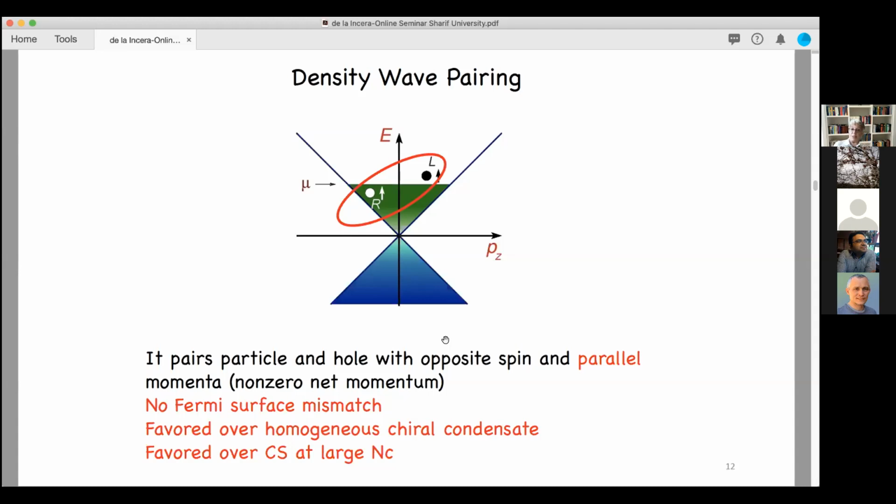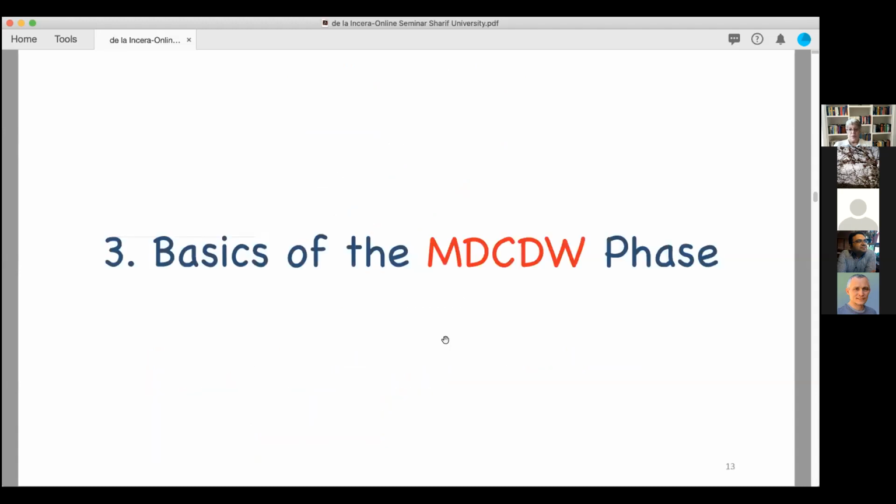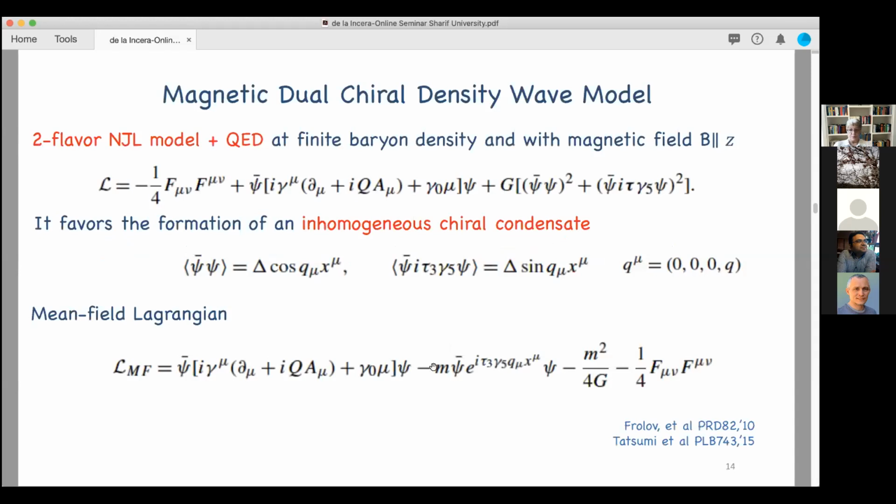But which one in particular depends, and how it will be affected by a magnetic field also is a question, and I will discuss that. In this case, the density wave type of pairing, the magnetic field actually helps the condensation, favors the condensation. So this is the phase that we call the magnetic dual chiral density wave phase. So what is that phase about?